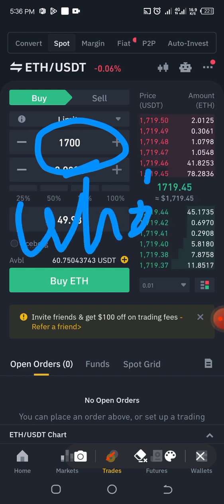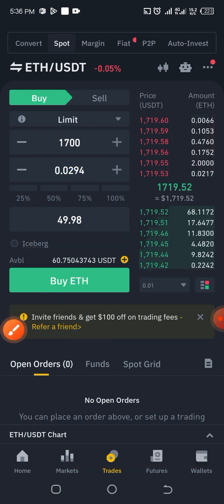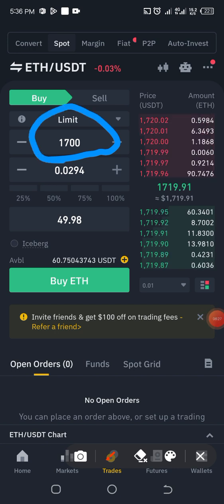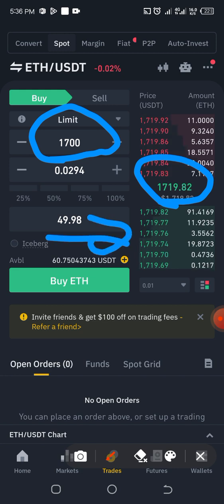I don't know if you studied math, you know about whole numbers. Whole numbers are numbers like 1, 2, 3, 4. Why? Let me give you an example. Right now, when I was setting my limit order, I set it at 1700, and the price right now is 1719. If I'm to set the next psychological level, I'll be setting maybe at 1710, or 1720.